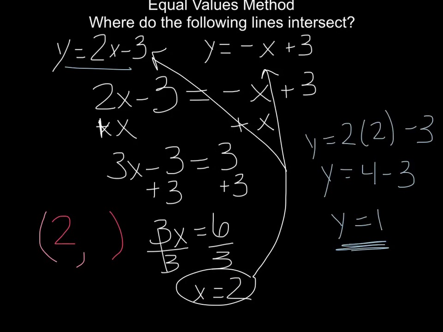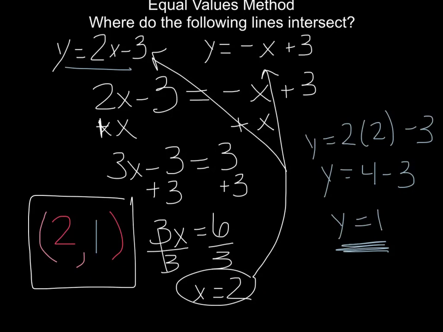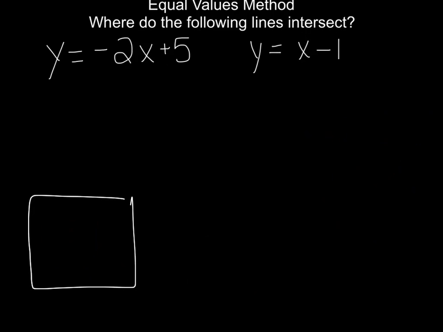Now this is our y coordinate for the point of intersection. And you'll see over here, this is the point where those two lines cross each other. You could confirm that also by graphing it to see, but you won't need to if you can understand the equal values method. Let's take a look at a second example.